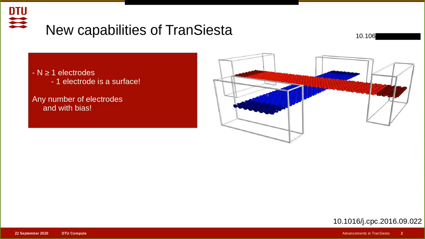So first of all, the latest TranSIESTA version enables any number of electrodes and also one electrode if so wished. So for one electrode, it's a pristine surface, and for anything more than one electrode, you can apply biases and have particular different Fermi levels. And you can have any number of different bias levels or different chemical potentials. And also for the chemical potentials, you can both define the chemical potential, and you can also define a temperature of the electronic population.